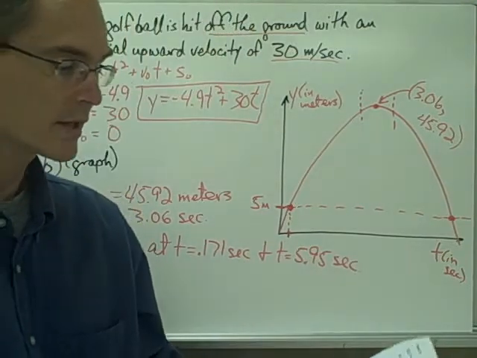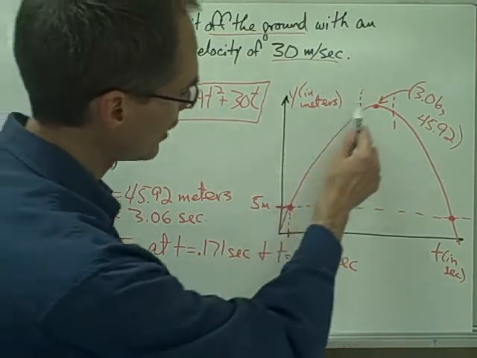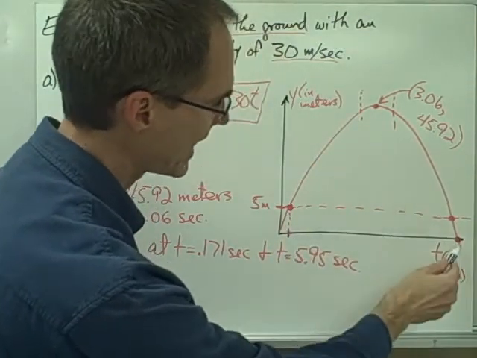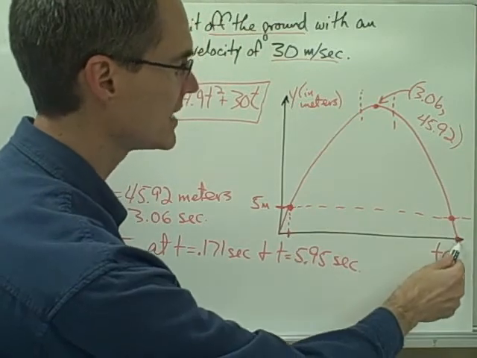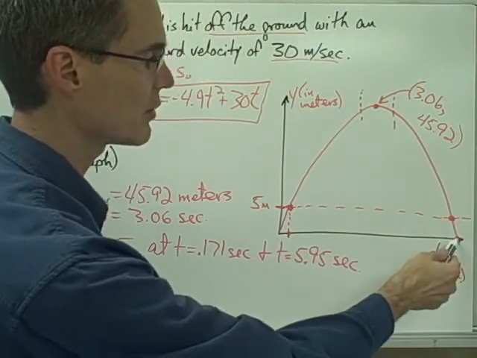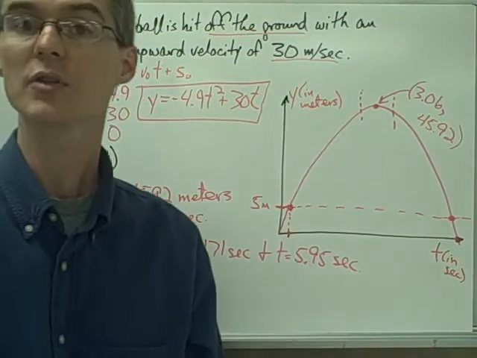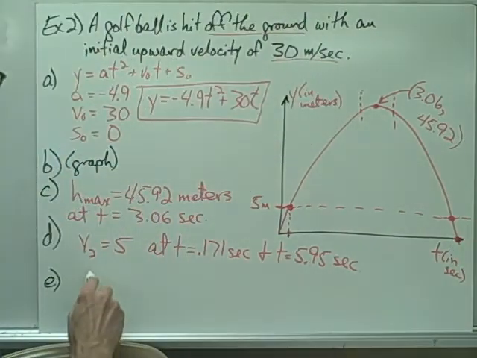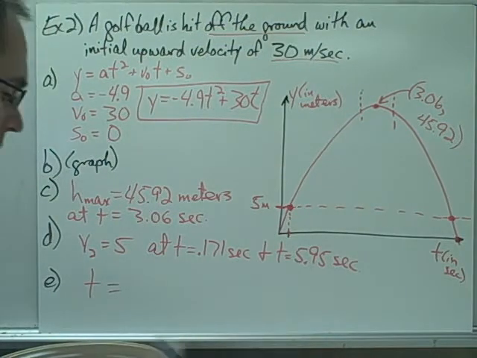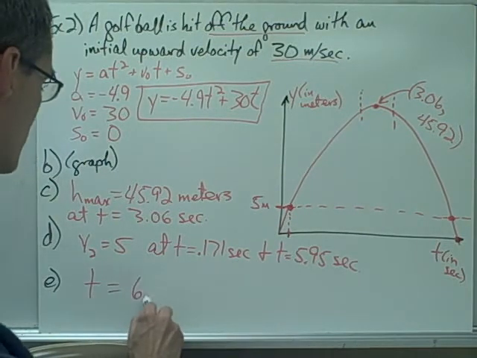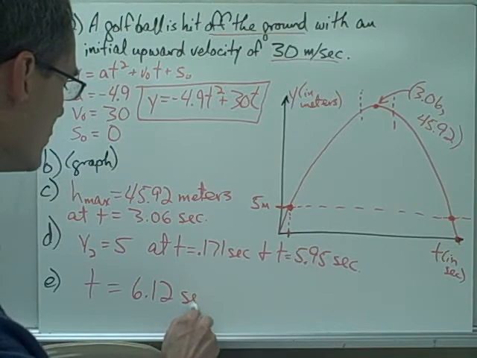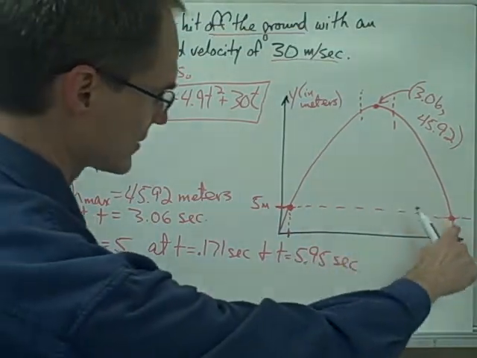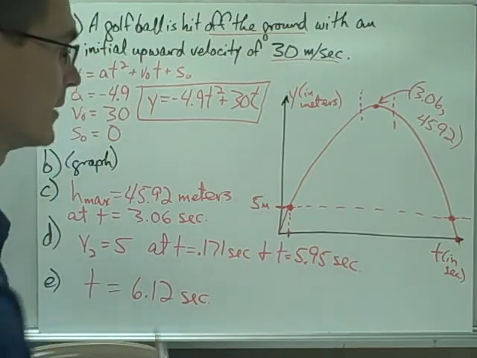Finally, I'm asked, when does the golf ball hit the ground? The golf ball is going to hit the ground at this point right here, and that I can see is one of the zeros of my function, so I can use the zero function on my calculator to find out this value for t. That tells me that the value for t when the ball hits the ground is 6.12 seconds, just a little bit of time after it passes the 5-meter mark on its way down.